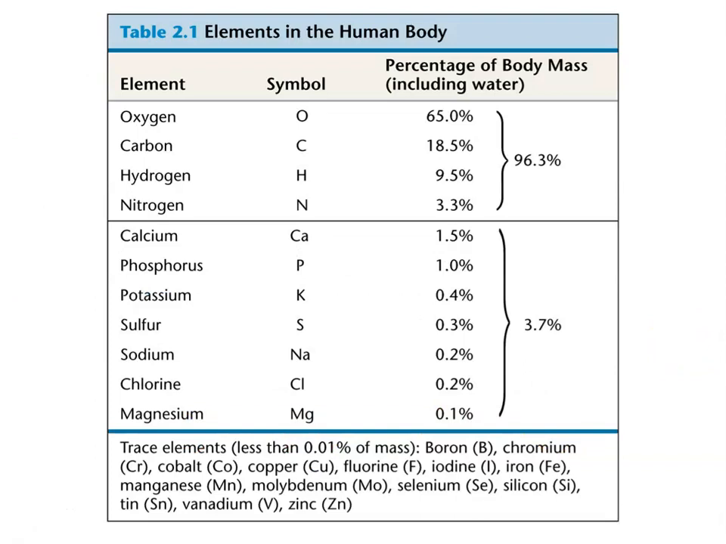So this is just looking at the relative percentages that we find of those elements. Again, oxygen is going to make up the vast majority of your body's mass. Carbon's going to be right behind it. Hydrogen and nitrogen, definitely greater percentages than some of the other elements, but not nearly as much as oxygen and carbon. Then we see the other elements that are comprising the roughly 4%. And then you see those trace elements listed down there at the bottom that are only needed in very, very small percentages.